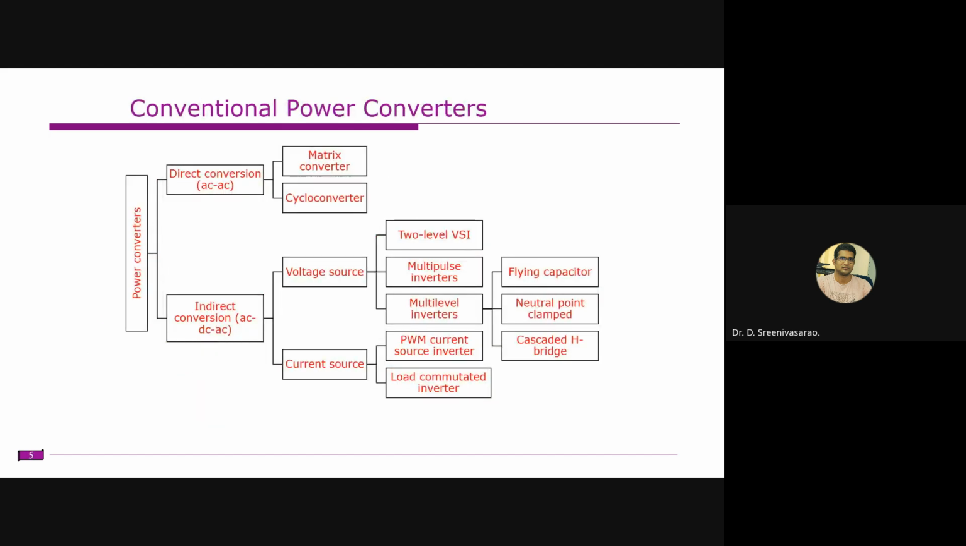So you're aware of that, right? So a power converter consists of different things, right? Usually this can be divided into two types. One is the direct conversion, and another one is the indirect conversion.